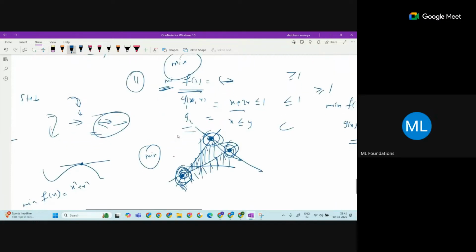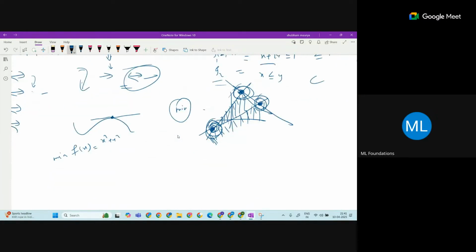If we are not solving by this method but by KKT, it doesn't matter what your function is like. It will just follow the rules.